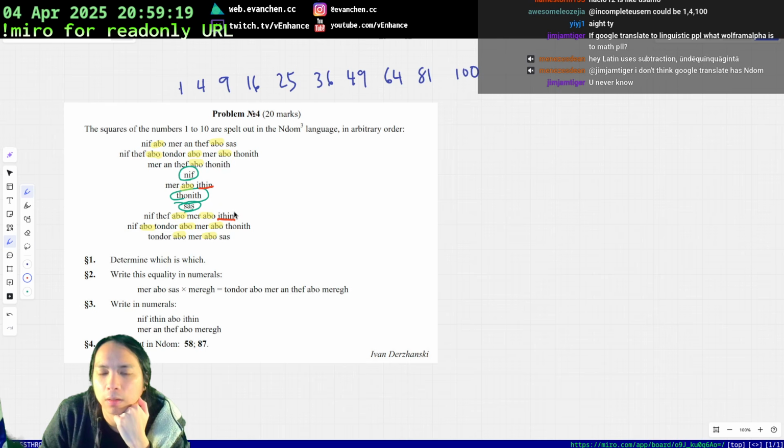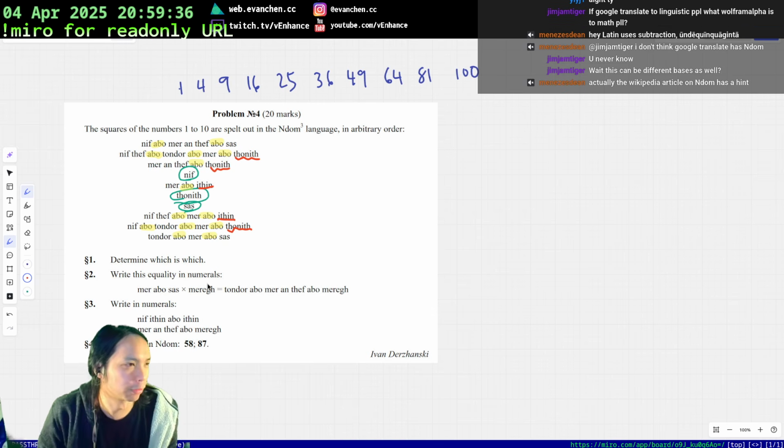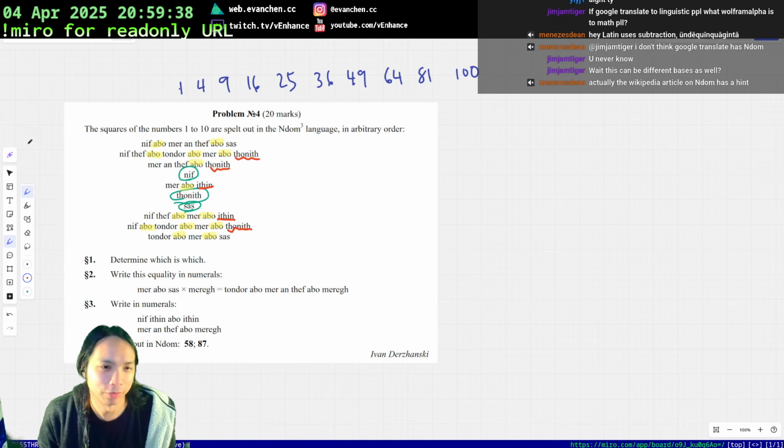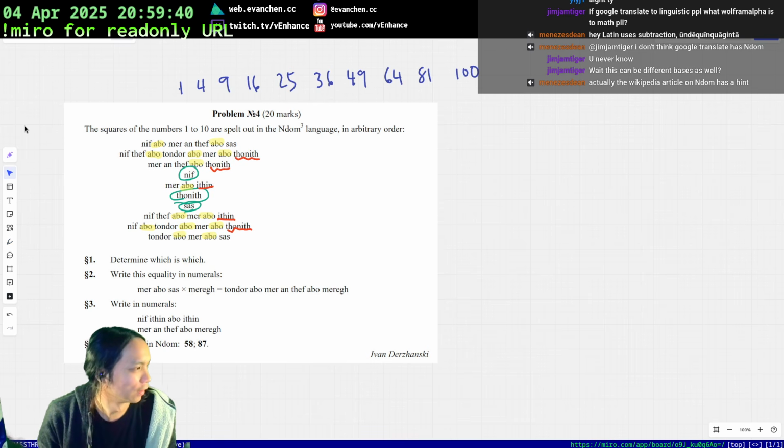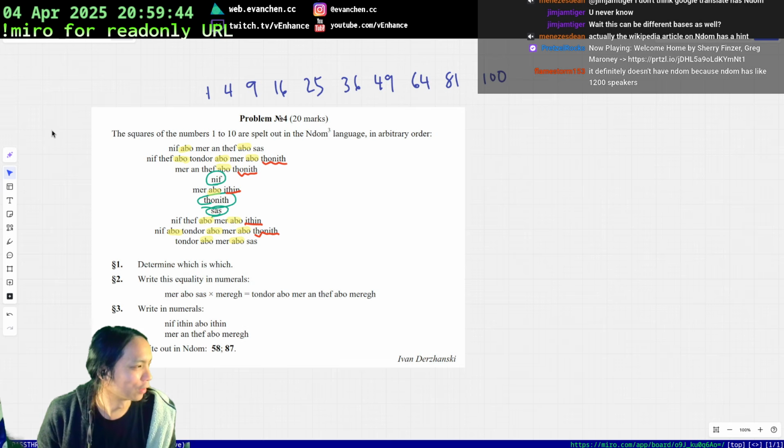Can I stake a claim? Thornith. Yeah, I mean, not every language in the world uses... These are real-world languages, and not every language in the world uses base 10, as it turns out. Latin uses subtraction.